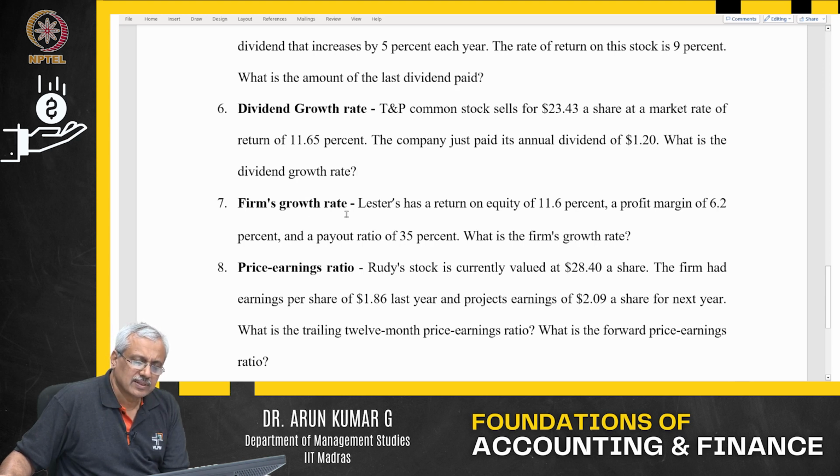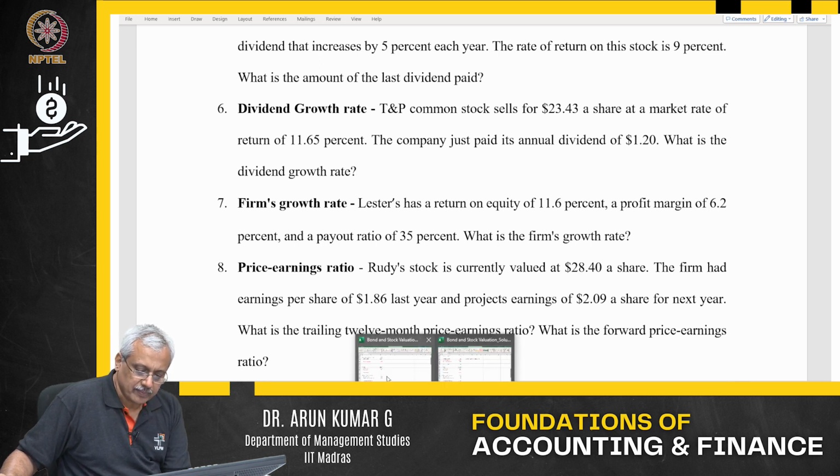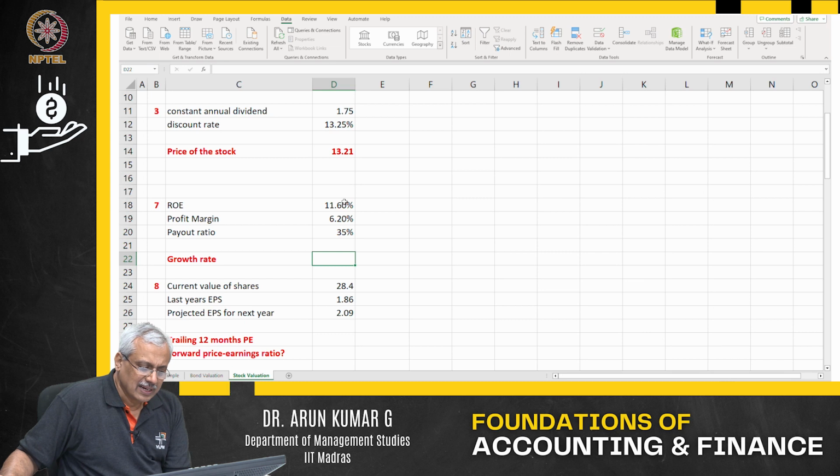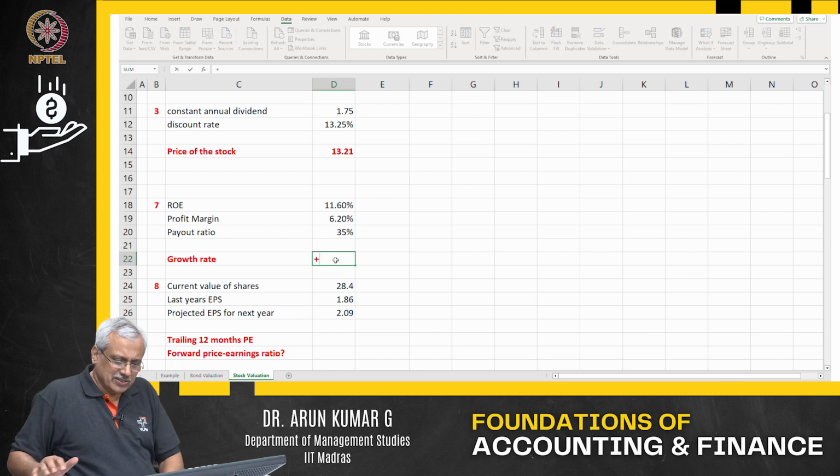Firm's growth rate, that is, I talked about return generation growth. Leicester has a return on equity of 11.6%, a profit margin of 6.2%, and a payout ratio of 35%. What is the firm's growth rate? ROE is 11.7, profit margin is 6.2, payout ratio is 35%. If the payout ratio is 35%, what is the growth? What is the retention ratio?